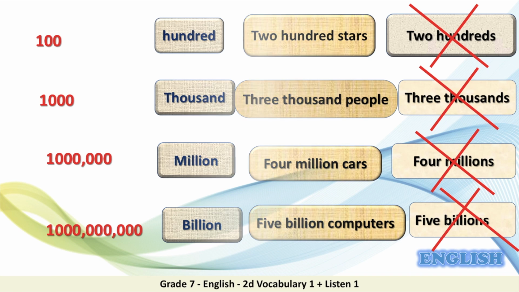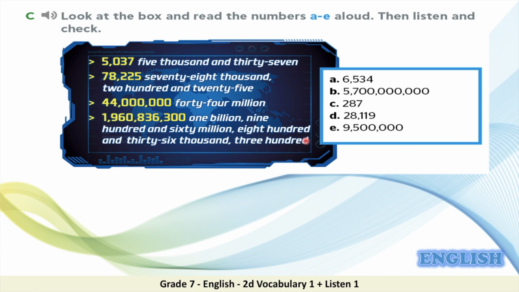Okay, let's practice. Here you need to look at the box and read the numbers A to E. Then listen and check your answers. You can pause the video till you do this activity and then come, listen, and check your answers. Let's listen.